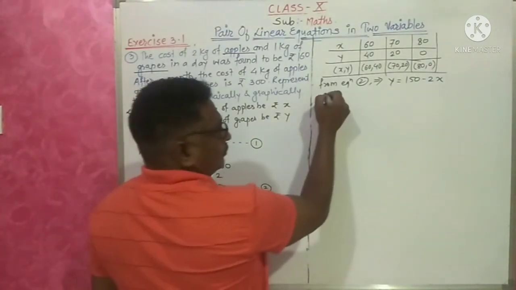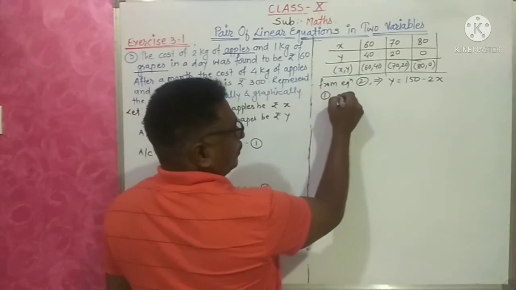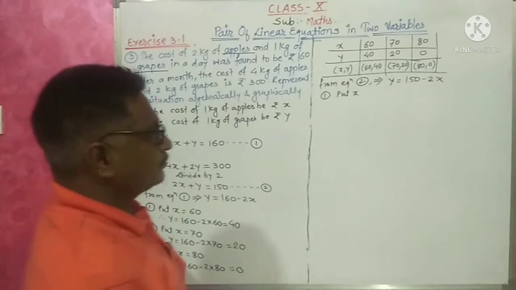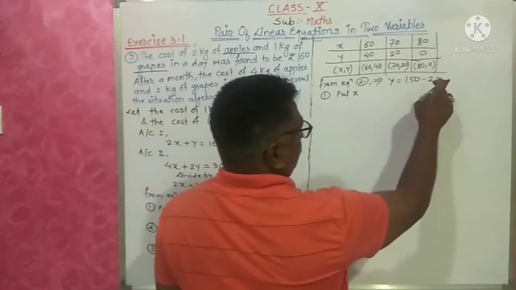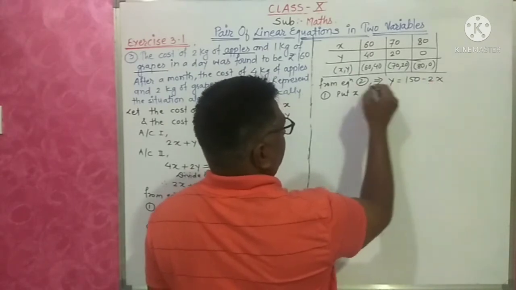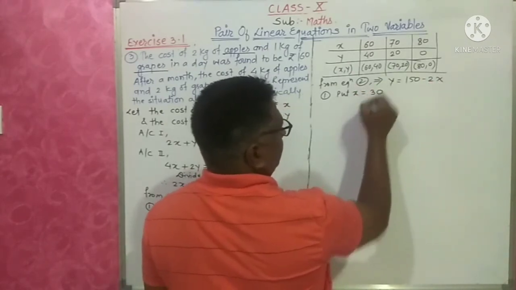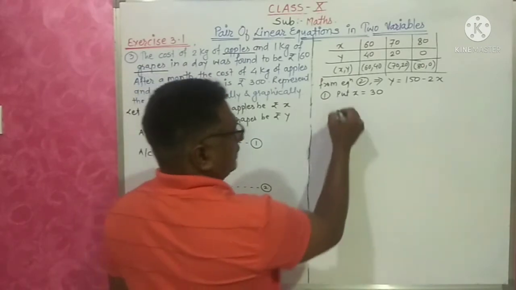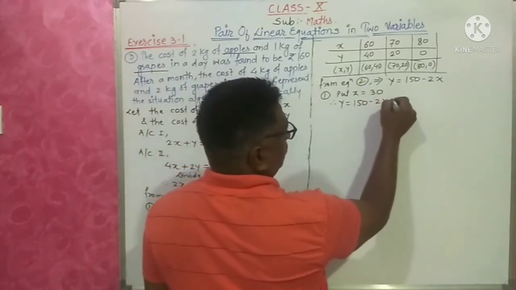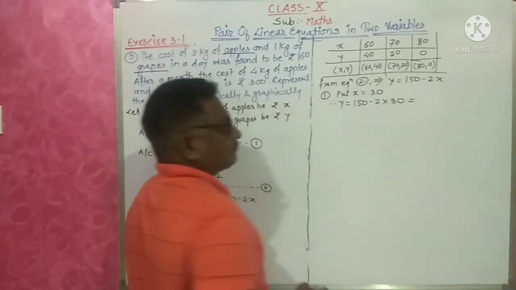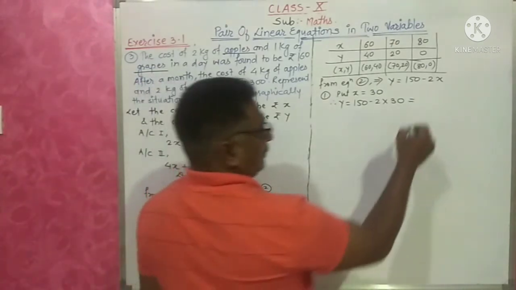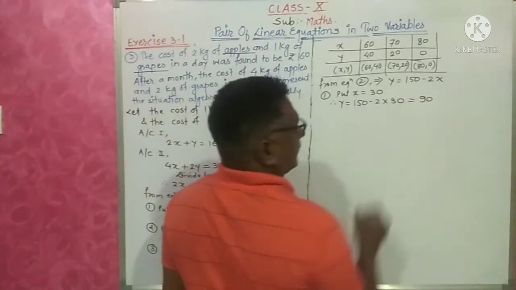So now solution, put x equals to 30. So what we'll get? y equals to 150 minus 2 into 30. 150 minus 60. What we'll get? 90.